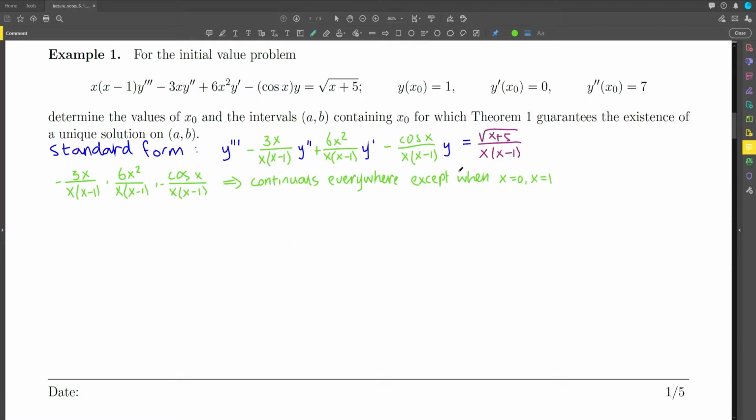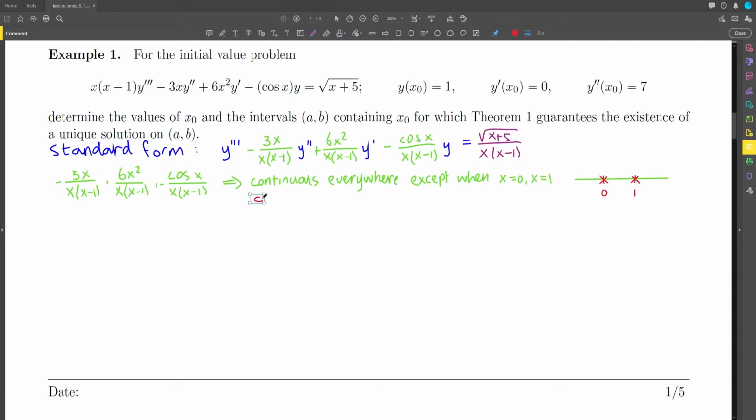Now, to write that in fancy interval notation, we have to exclude those values. And so if we look on a number line, the values that we have to exclude are 0 and 1. So that's where the functions are not continuous. So in interval notation, we have an interval from negative infinity to 0, then an interval from 0 to 1, and then from 1 to infinity.